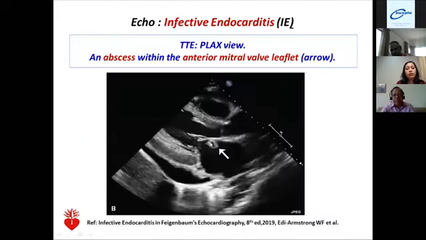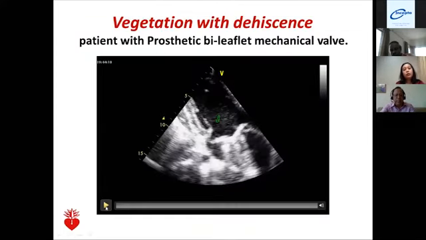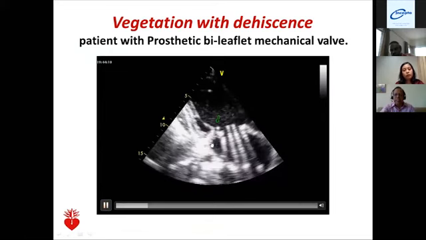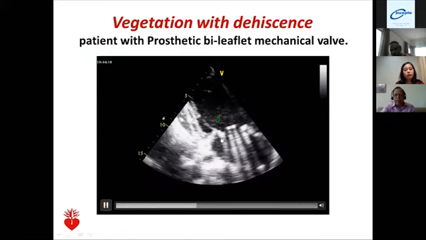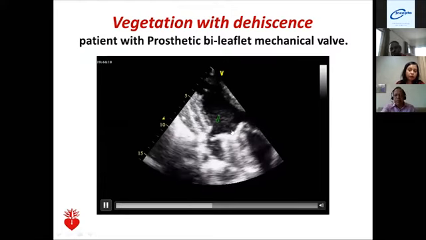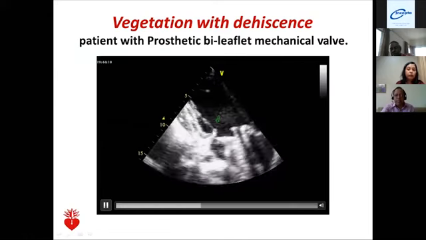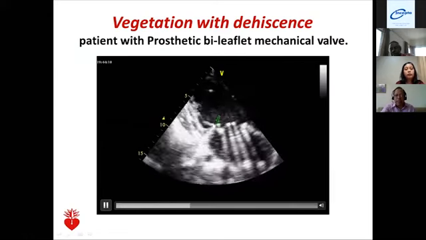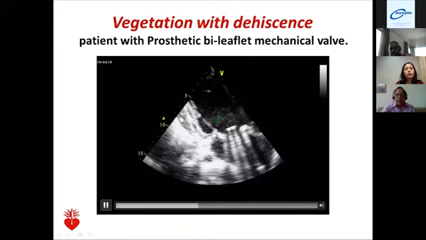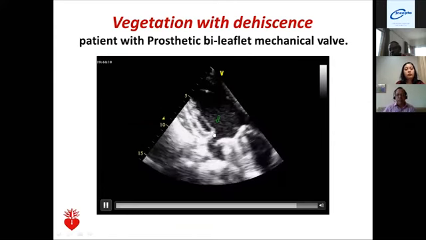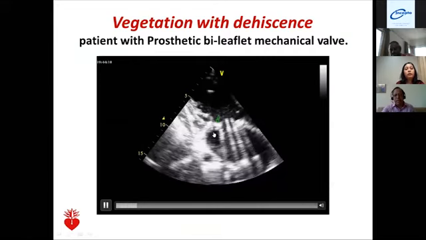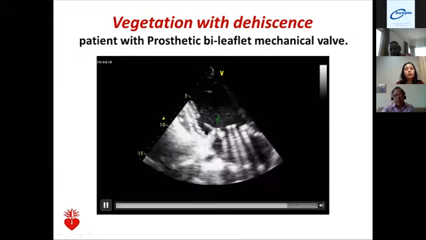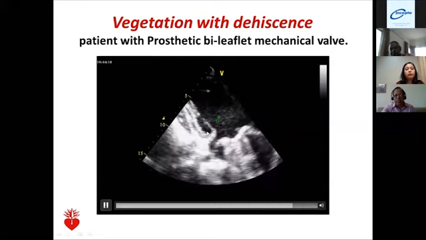And you can see this is the abscess of the anterior mitral leaflet, but it looks like a mycotic aneurysm. You can see in this video loop that this is the dehiscence. In the setup of a bi-leaflet mechanical valve, the valves are moving very normally, opening and closing, but there is oscillating, chaotic movement of the vegetation, and there is dehiscence. Obviously it leads to severe mitral regurgitation. You can also see the thickening of the posterior aspect of the mitral annulus.